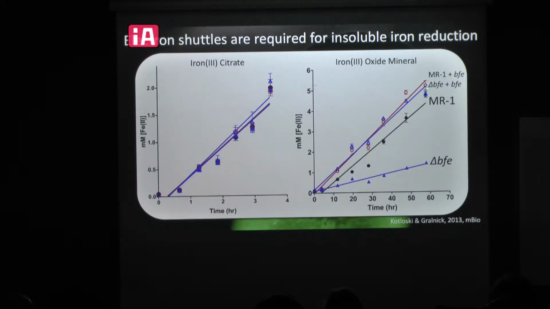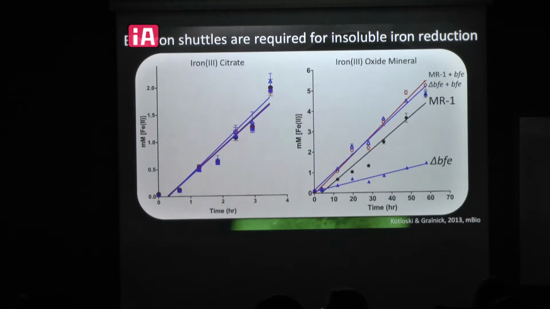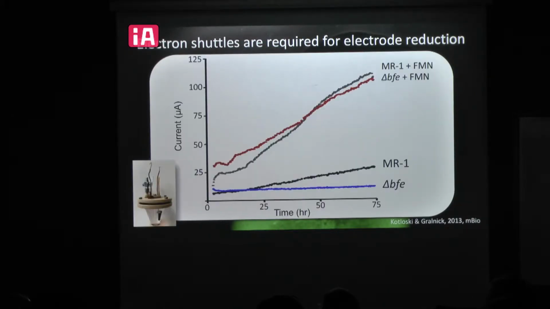And when we complement that by putting BFE on a plasmid, we see enhanced rates because we also saw enhanced amounts of flavins coming out of these cells. And we could do a similar experiment on electrodes. So here's our little bioreactor again. BFE mutants just make a small amount of current and don't really increase like MR1 does. So this is wild type here. And then if we take those same mutants, wild type and mutant, and just add a bunch more flavins to the bioreactor, we see that we recover the ability to produce current.